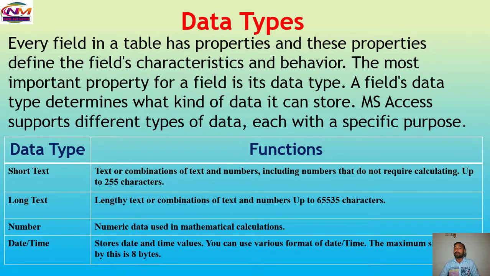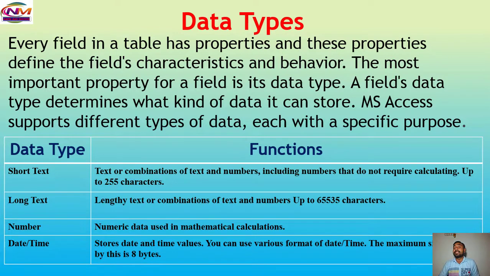The most important property for a field is its data type. A field's data type determines what kind of data it can store. MS Access supports different types of data, each with a specific purpose. Suppose your name is there: a name always contains alphabets, because you have not seen any name like Rajesh 123. A name will be like Rajesh Kumar, Susmita Kumari, Anjay Kumar. So the data type as per the field name we have to know.